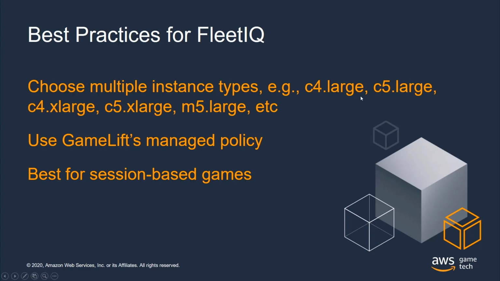So, think about C4, C5s, M4s, M5s, often interchangeable. People often will use large, X large, 2XL, and they'll just say, if I can run one game server on a large, then I could run 2 on a 2XL, and I could run 4 on a 4XL, and make sure they're just packing their games appropriately to the size of the instance.